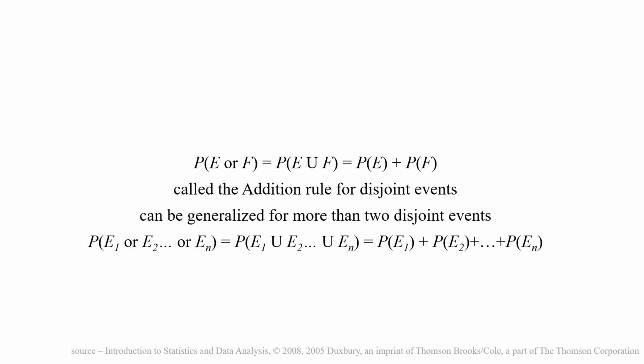This rule can be generalized for more than two disjoint events as well, as in probability of E1 or E2 and so on until En equals probability of E1 union E2 and so on until En, which in turn equals probability of E1 plus probability of E2 and so on until probability of En.